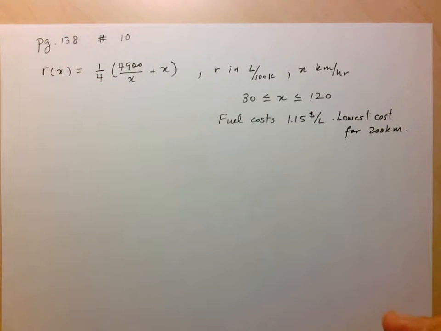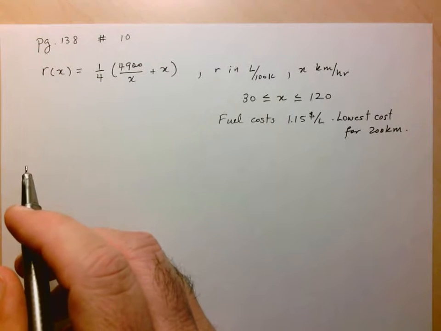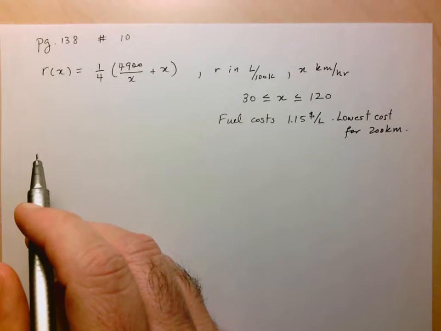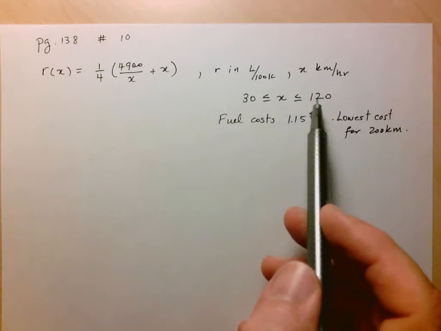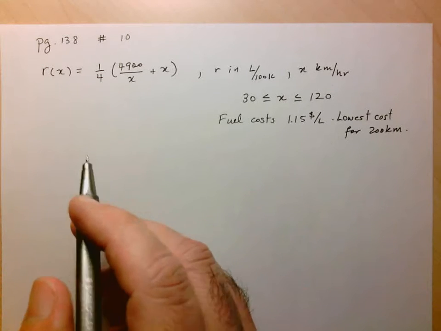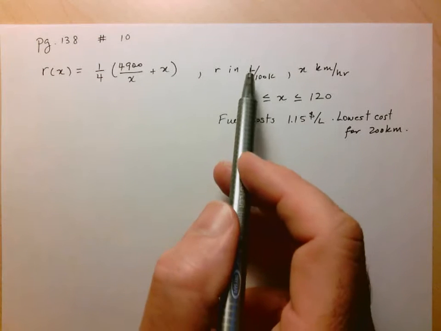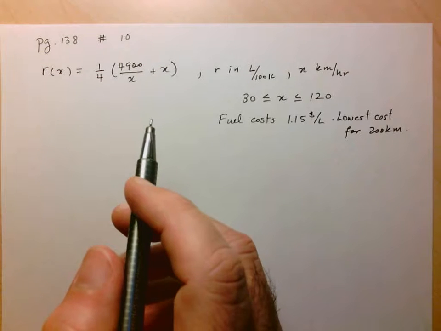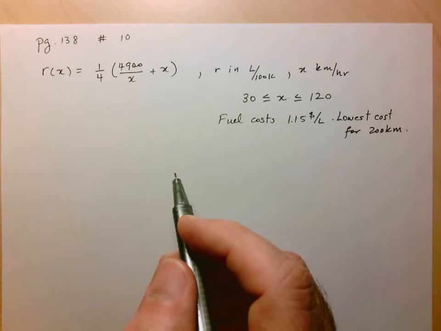Hi folks, we're going to take a look at number 10 from page 138. So we've got here a truck traveling at x kilometers per hour, and it's traveling between 30 and 120 kilometers per hour inclusive. What R gives us here is the rate at which it uses gasoline in liters per 100 kilometers. And they give us the cost of fuel, $1.15 per liter.